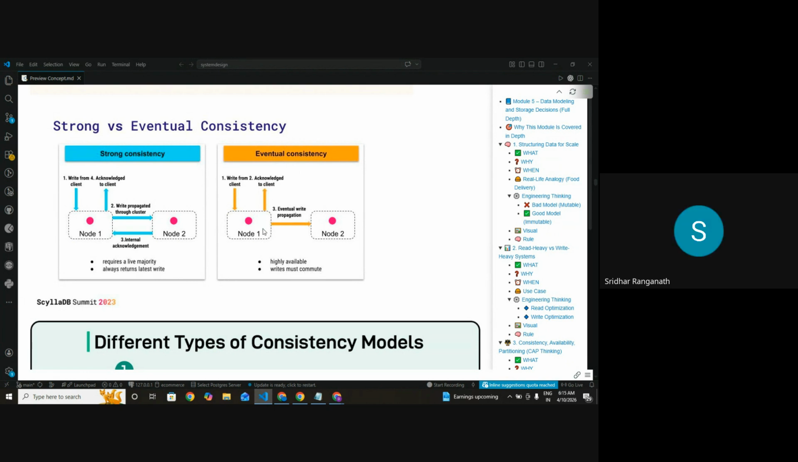So here, node 2 is not sending the acknowledgement. That means we don't need immediate acknowledgement. That's the meaning, is it? Yes, it's event based. Here it's sending and waiting for acknowledgement, and here it's not waiting for acknowledgement. Makes sense. And then it acknowledges to the client. Eventual write propagation.